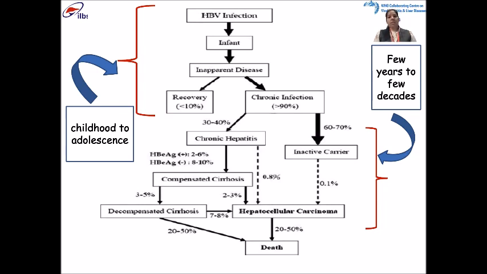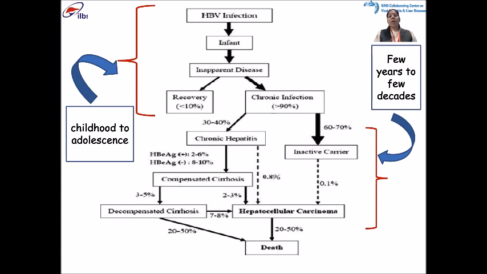In case of chronic hepatitis, near about 30 to 40% of the cases from chronic infection may turn into chronic hepatitis, where there is severe liver inflammation and damage, and it may lead to compensated cirrhosis of the liver, and further to decompensated cirrhosis and hepatocellular carcinoma, and finally the person may even die.